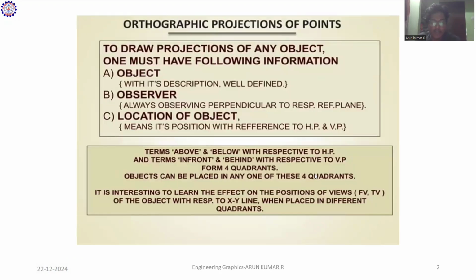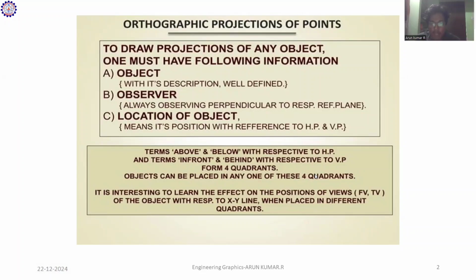Yes. So first of all, what is the orthographic projection of points? Whenever you draw the projection of any object, one must have the following information. The first one, the object. Second one is the observer. Third one is the location of the object. So what is the object? It is a well-defined description. The observer is always observing perpendicular to the respective reference plane.